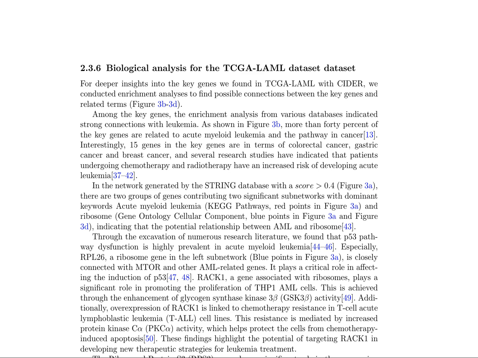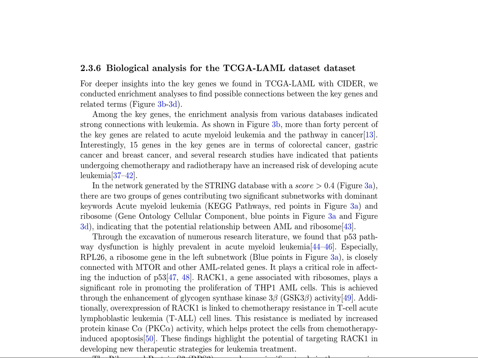Enrichment analyses identified two significant subnetworks with dominant keywords, including acute myeloid leukemia and ribosome. The relationship between AML and ribosome is supported by research literature, which found that p53 pathway dysfunction is prevalent in acute myeloid leukemia. Specifically, RPL26, a ribosome gene, plays a critical role in inducing p53 and is connected to mTOR and other AML-related genes.